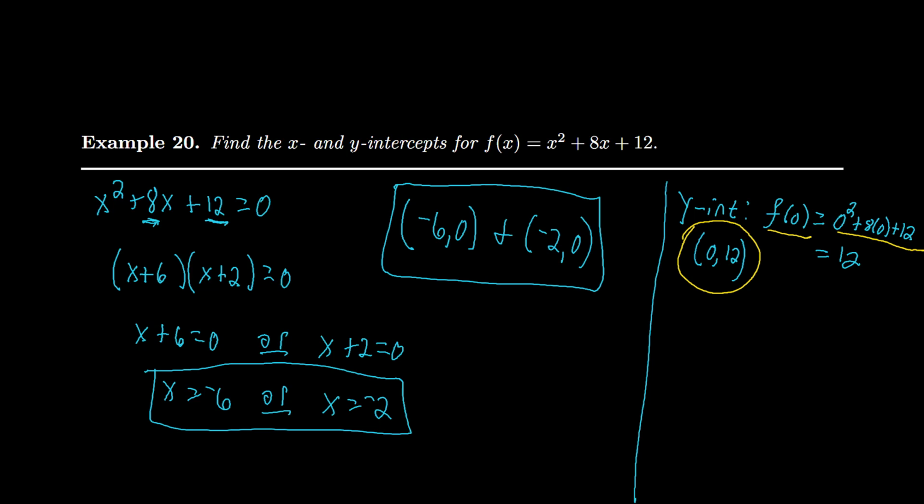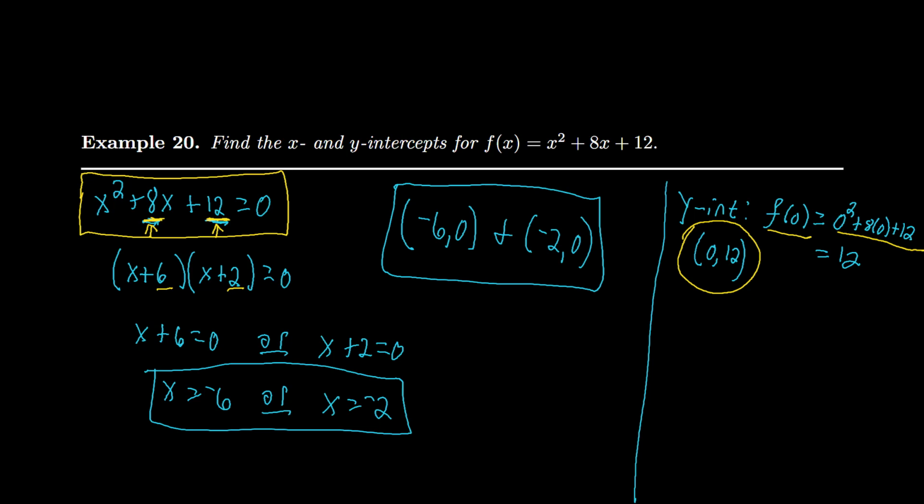However, to find your x-intercepts, you're just going to set this thing equal to 0 and solve. So let's do that. Here I set it equal to 0 and solved, and I factored it. You've factored things before, I know you have. The game works like this. What two numbers can you multiply together to get 12 that you can add together to get 8? 6 and 2. 6 times 2 is 12. 6 plus 2 is 8. So this factors as (x plus 6)(x plus 2) equals 0.